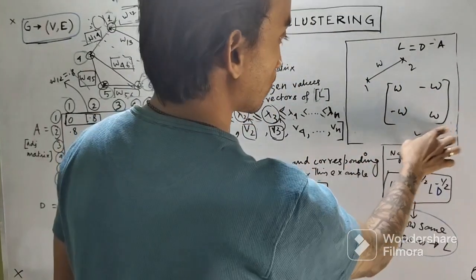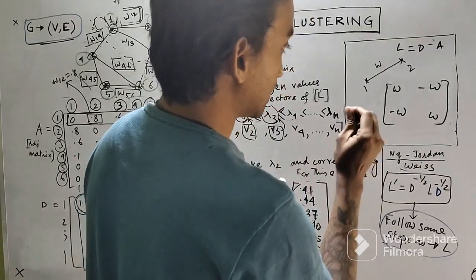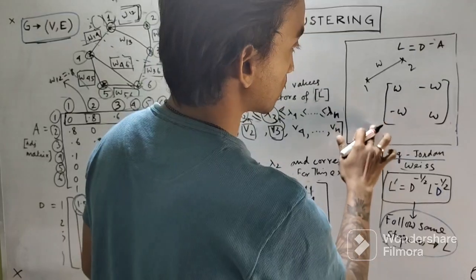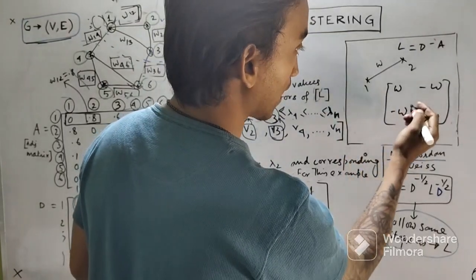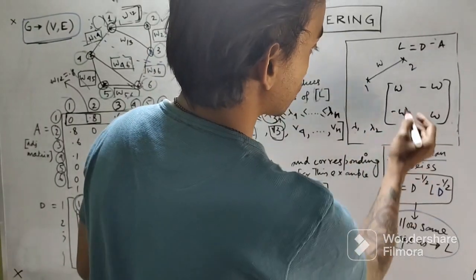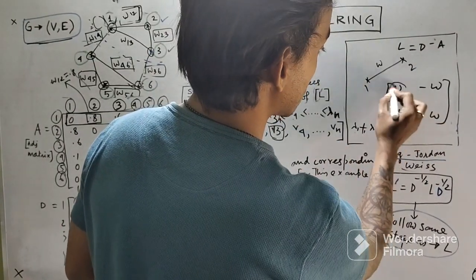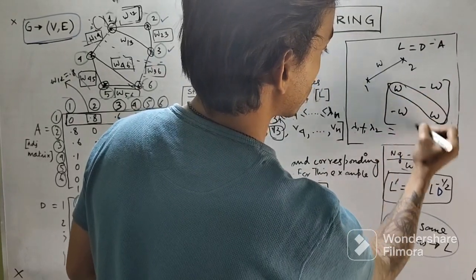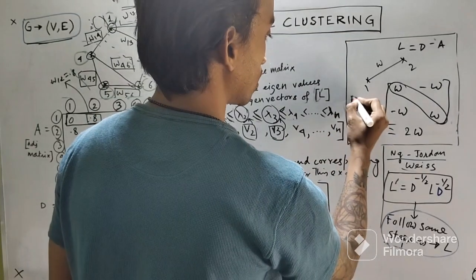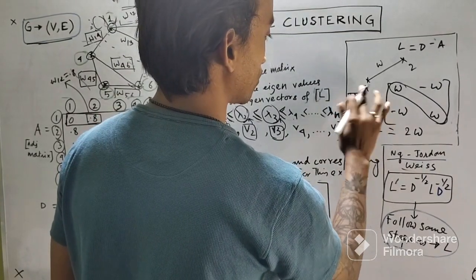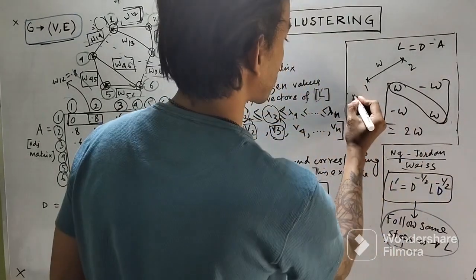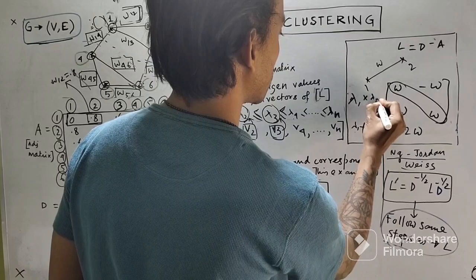If you find the determinant of this particular matrix, what will happen? Suppose the eigenvalues are lambda 1 and lambda 2. Lambda 1 plus lambda 2 is the trace of this matrix, that is 2W. And the determinant is the product, lambda 1 into lambda 2. What will happen? Lambda 2 equals 0.